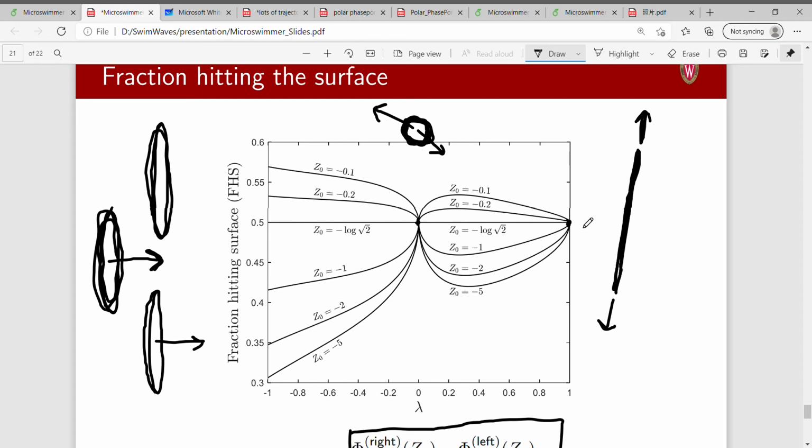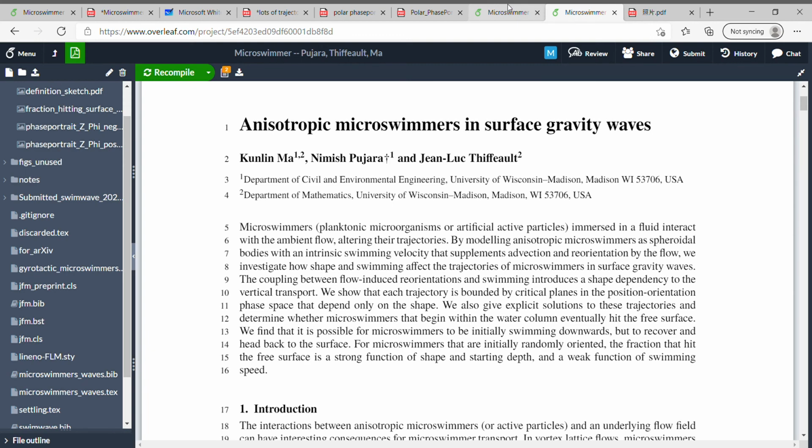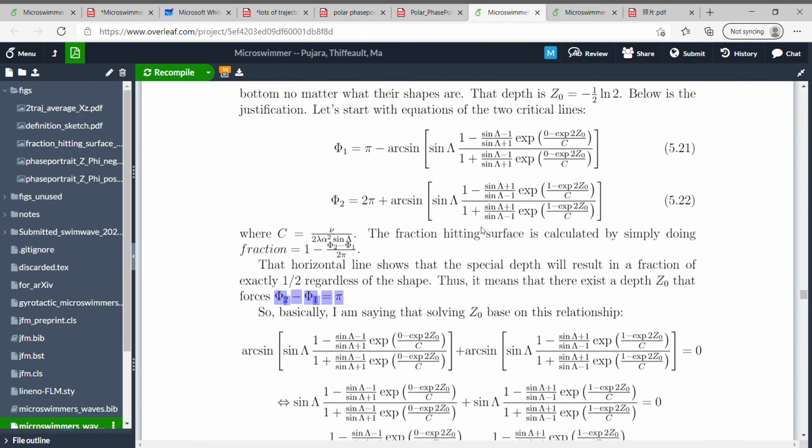Okay, there exists a horizontal line in the middle, and this is not approximately straight. It's actually straight. It's literally a straight horizontal line located at depth z naught equals minus log of square root of 2, and this is actually found by some calculations.